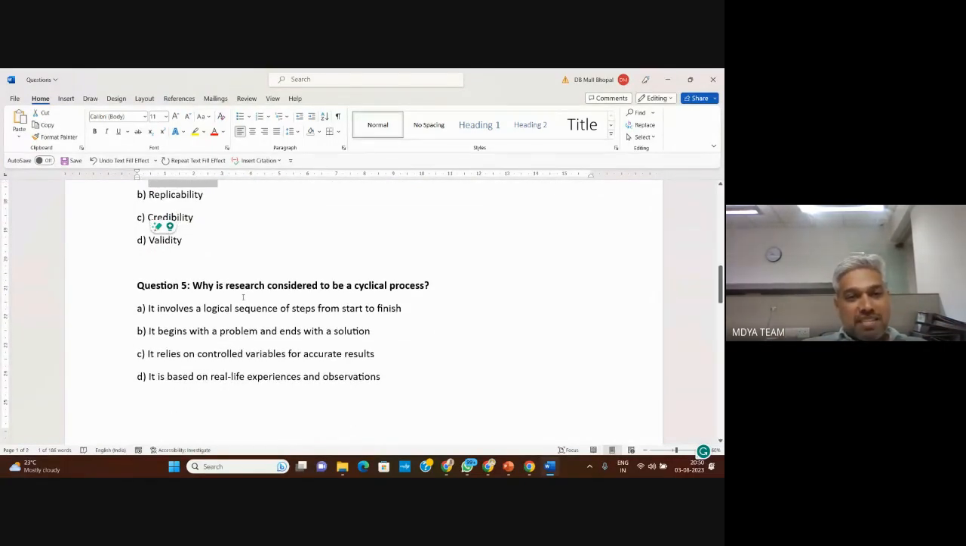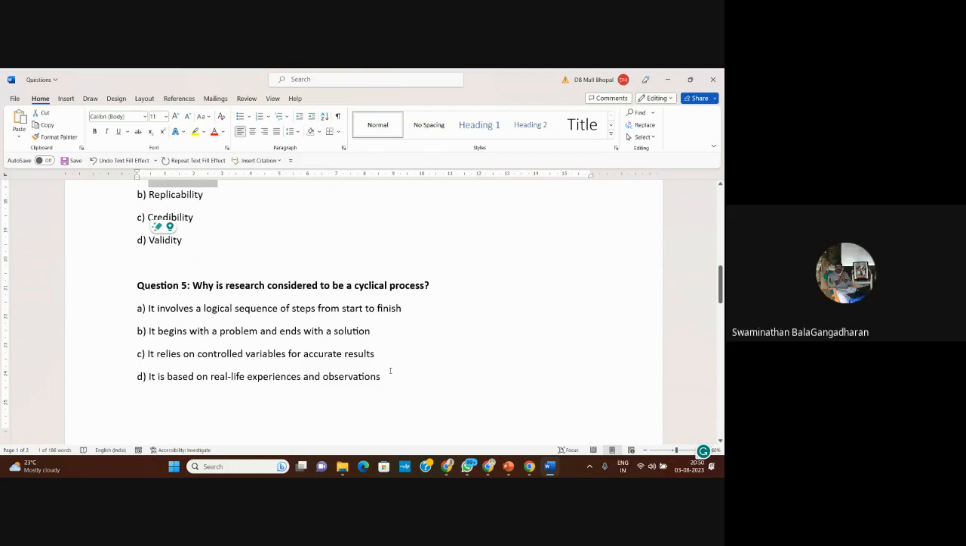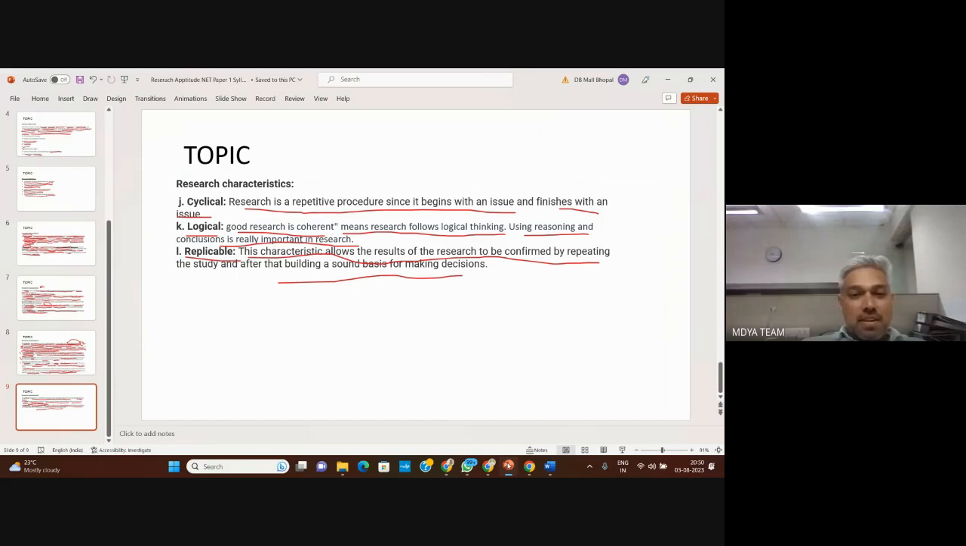Fifth question is, why is research considered to be a cyclic process? It involves a logical sequence of steps from start to finish. It begins with a problem and ends with a solution. It relies on controlled variables for accurate results. It is based on real life experience and observations. Option B is the right option: begins with a problem and ends with a solution. So this is today's class.